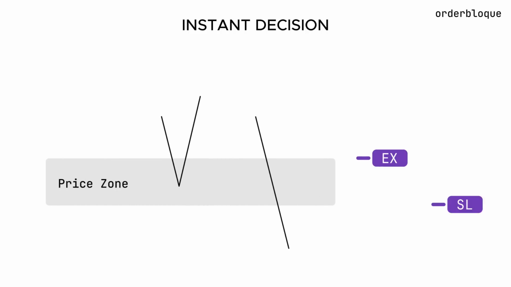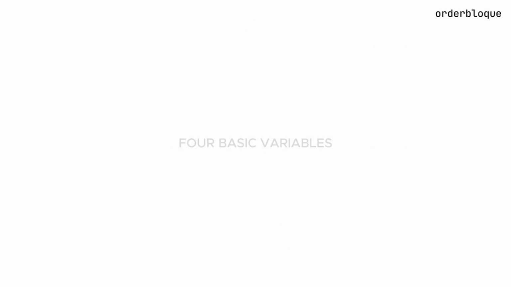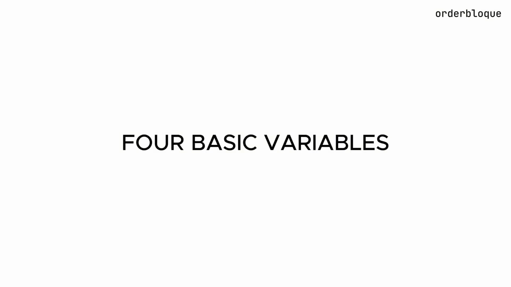Ultimately, an instantaneous decision is made to enter a position directly from this zone or from certain levels within it. I hope the logic is completely clear, and we can move on to examining the variables used. In their basic interpretation, there are only 4 of them.